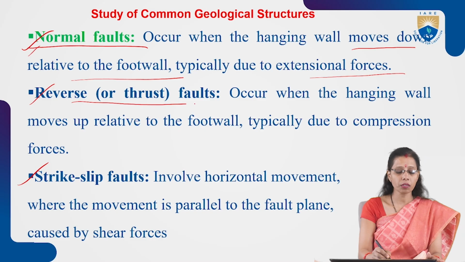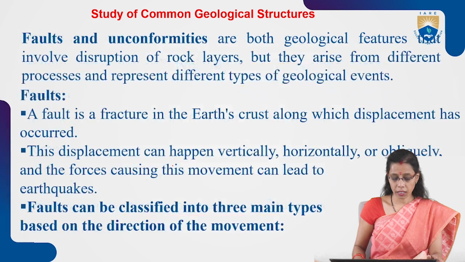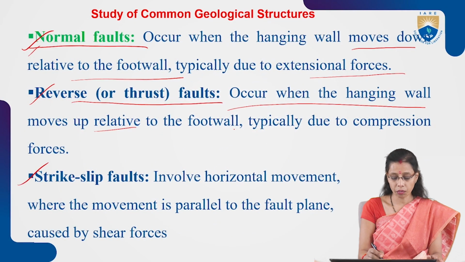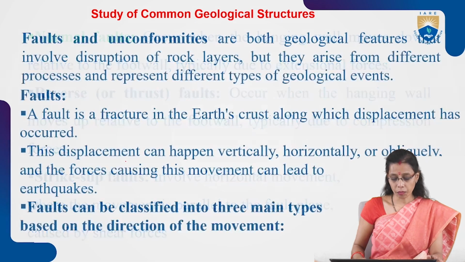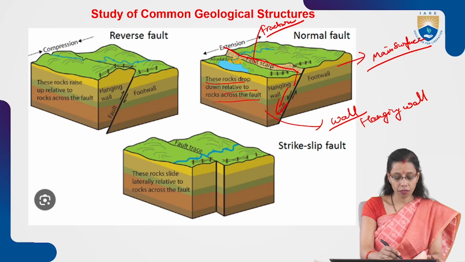Then we have reverse or thrust faults, which occur when the hanging wall moves up relative to the footwall, typically due to compression forces. Now in a normal fault the hanging wall comes down, right? Whereas in the reverse fault, this same hanging wall goes up.